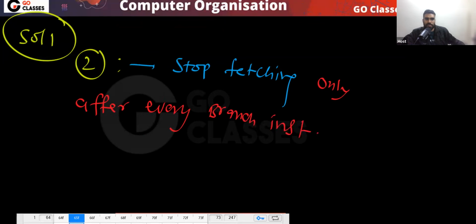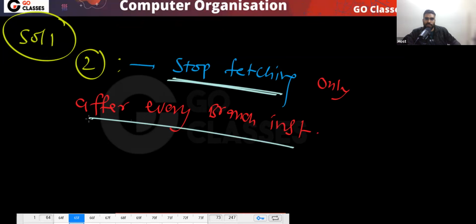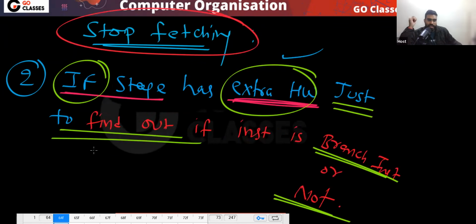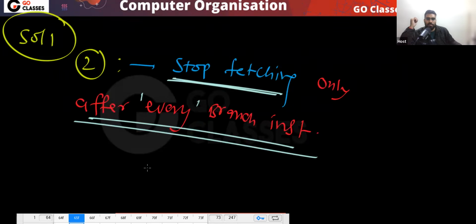Correct? Okay, clear? So we will stop fetching only after every branch instruction. I hope you understood. In this solution, we have some extra hardware in the IF stage, the instruction fetch stage, just to find out whether the instruction is a branch instruction or not. With this solution, the addition instruction will not give you an extra stall. The good instructions, the non-branch instructions, will not give you extra stalls.